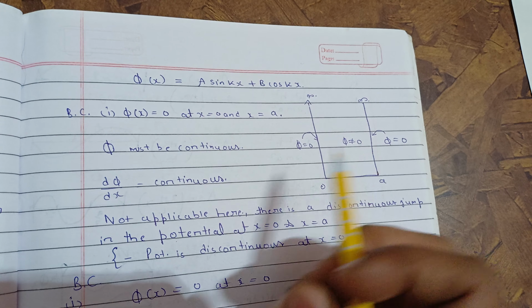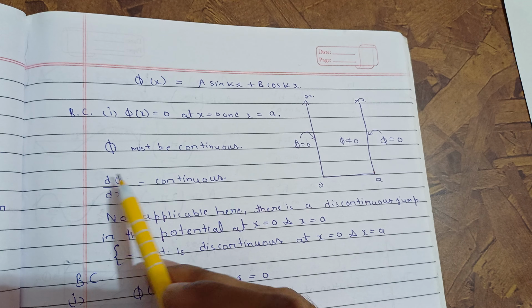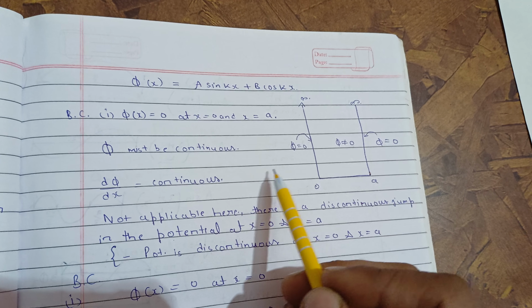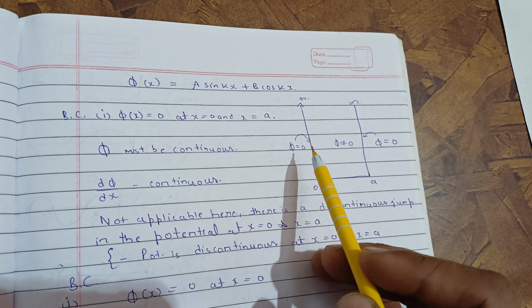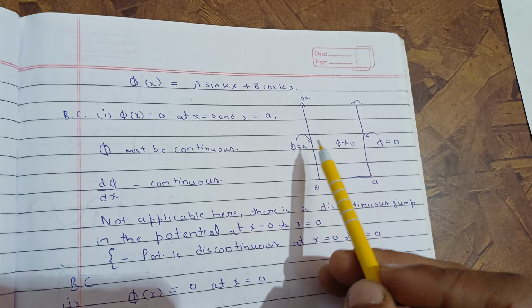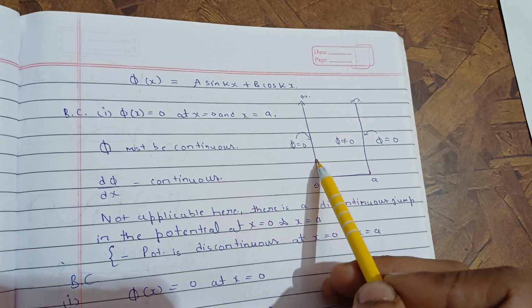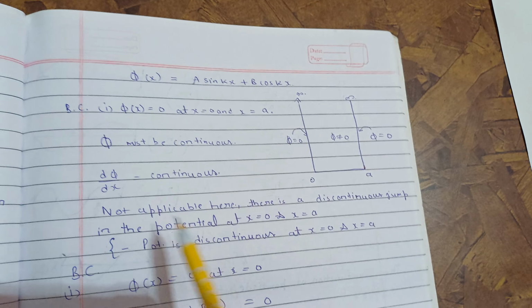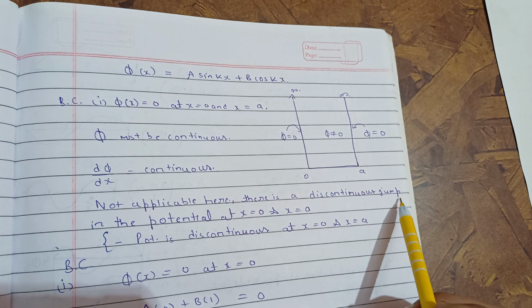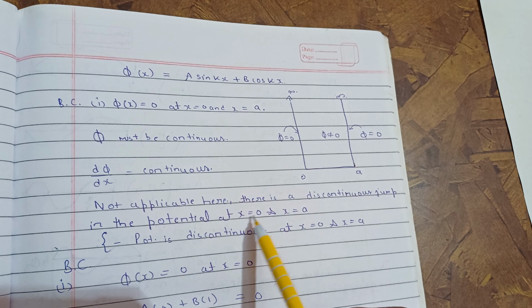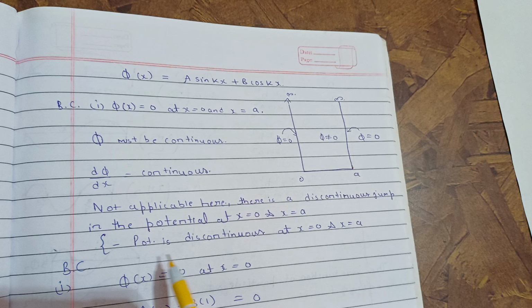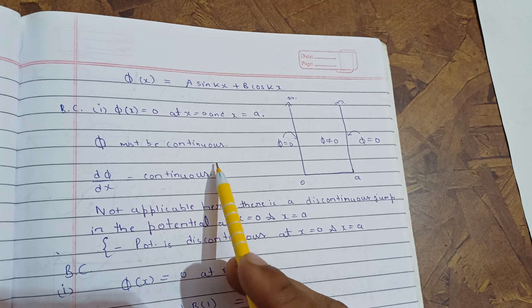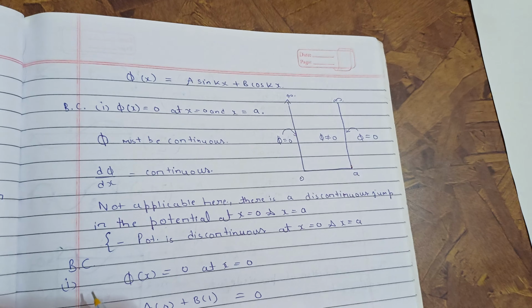There is one more condition, that d phi by dx is continuous. But this is not applicable here, because that applies when the potential is finite. Here there is a discontinuity in the potential: a jump from 0 to infinite at x equal to 0 and x equal to a. That's why this boundary condition is not applicable, and we will use only the first condition.